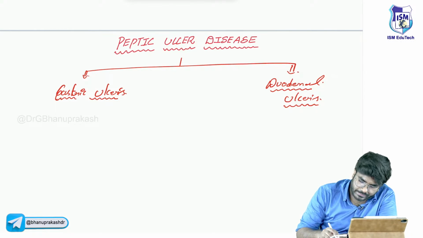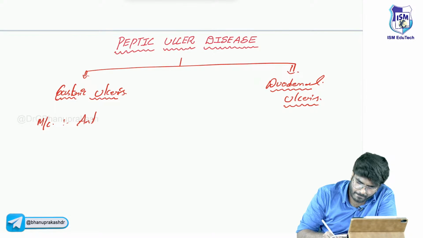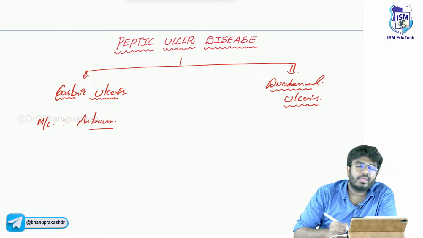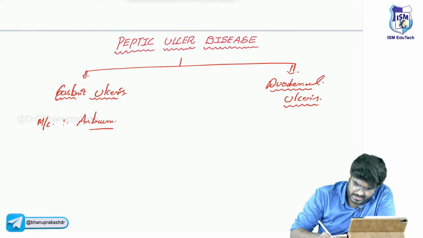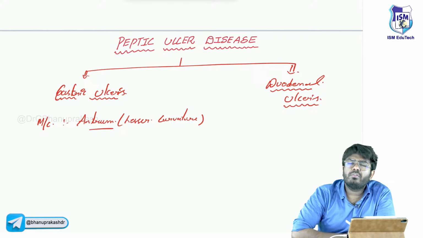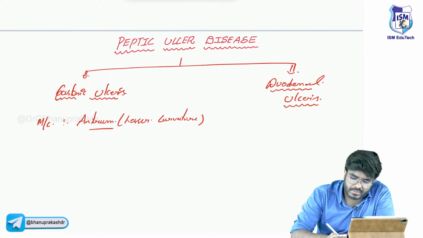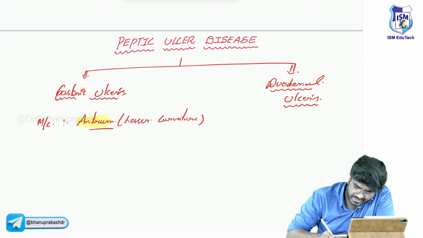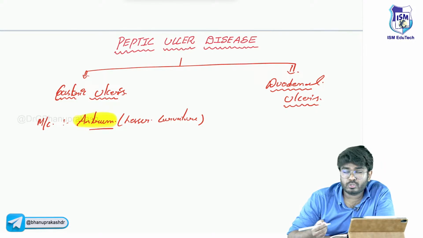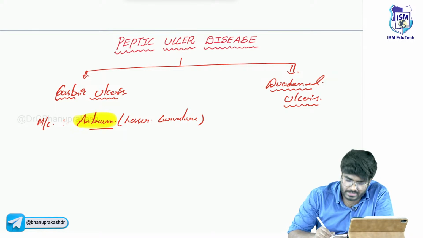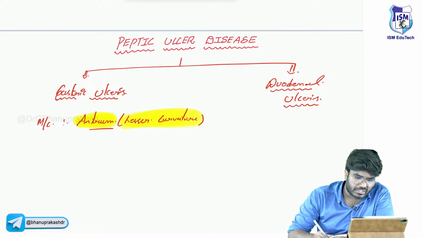What is the most common site of gastric ulcers? The most common site is the antrum, near the lesser curvature. The most common site of type B gastritis, caused by Helicobacter pylori, is again the antrum near the area of the lesser curvature.